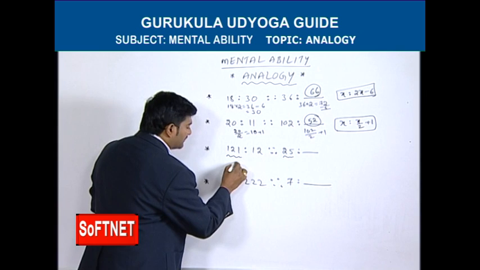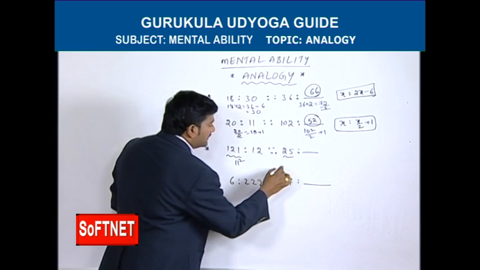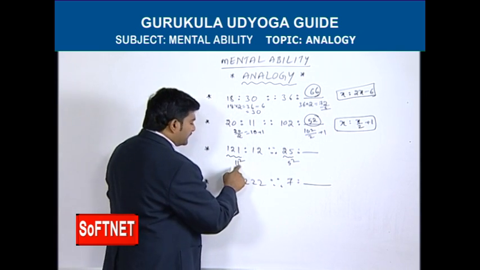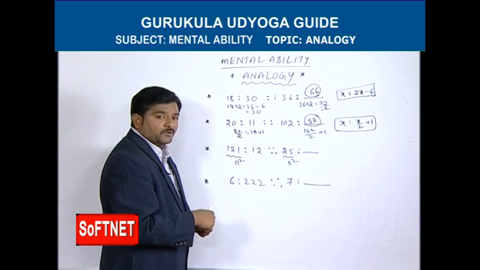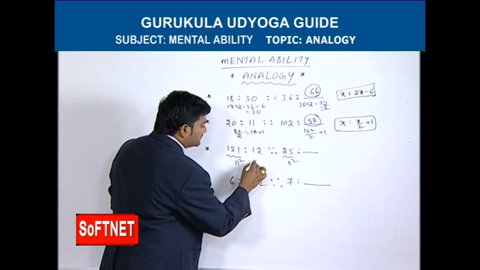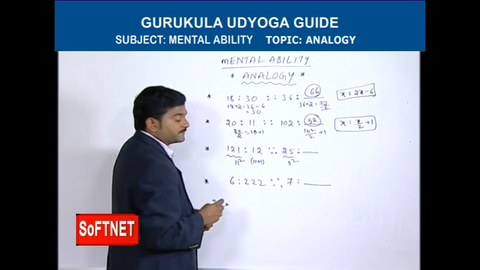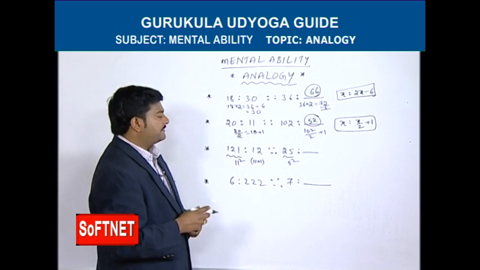So similarly, what does it mean? 11 square, whereas here 5 square. If it is 11 square, how much is there? 12 there. So what does it mean? 11 square means 11 plus 1.